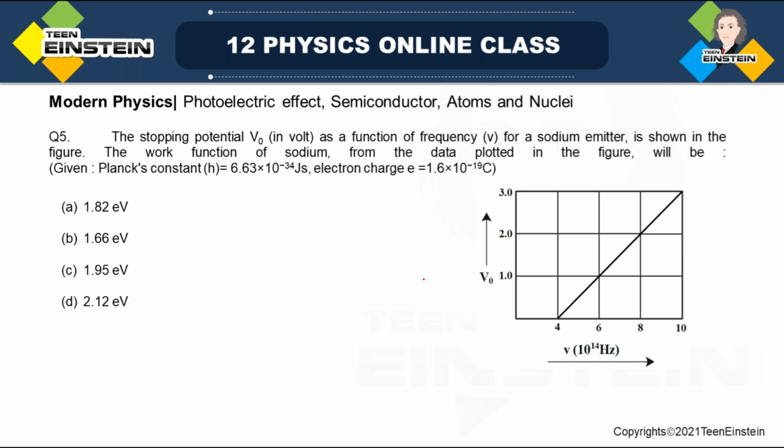So let us just try to understand once again the problem. The stopping potential in volt as a function of frequency for a sodium ion is shown in the figure. The work function of sodium from the data plotted in the figure will be... so you have to find out the work function from the plot actually. That is the question. So what is the question? The question is that you have to find out the work function of the material, or metal, used here.